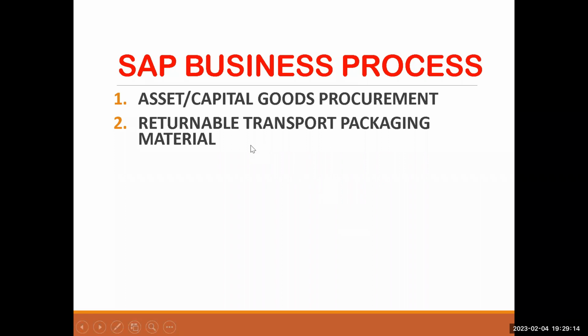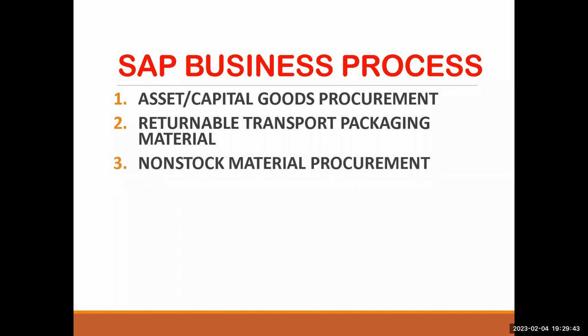In this case, these kinds of materials are called returnable transport packaging, because these materials cannot be sold or used individually. To use or consume them, we definitely need some packaging material. Whenever we consume the material, we need to return the packaging material back to the vendor. So this is basically the concept of returnable transport packaging. Next comes non-stock material.